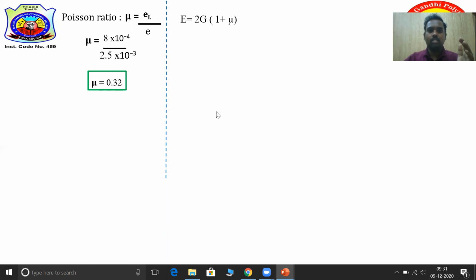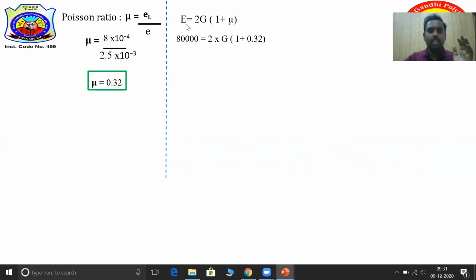The first elastic constant: E equals 2G into 1 plus mu. Just cross check, can we solve for this formula? What about Young's modulus, do we know it? Yes, we know the value of Young's modulus. What about G, the modulus of rigidity? No, it's unknown. What about Poisson's ratio? It is known. So we have only one unknown, and we can solve for this formula.